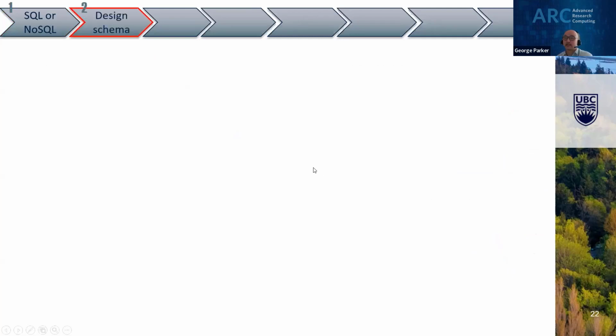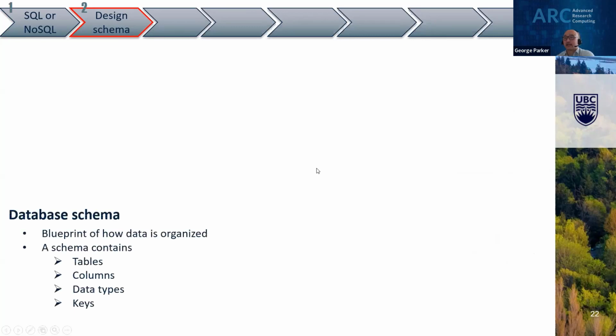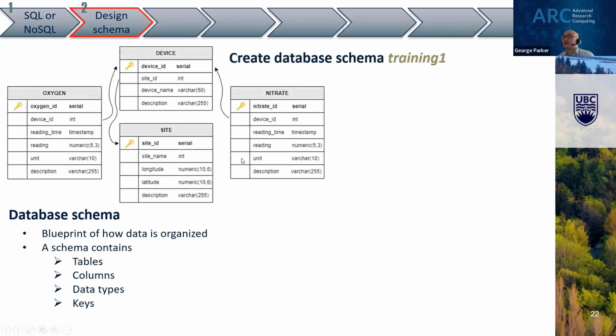Step 2, design schema. Once again, schema is a layout of showing how your data is organized. A schema must contain some elements. This is my schema, which is called training 1. In my schema, I have 4 tables, which I previously called objects. Then I have primary keys within each of the tables, which uniquely identify each row within each of the tables.